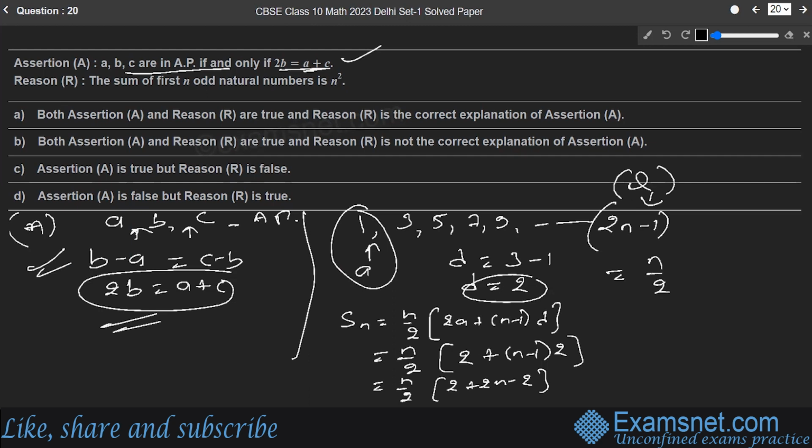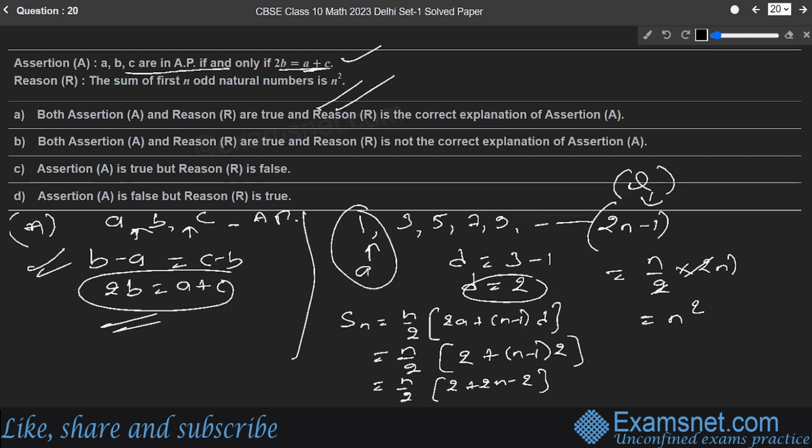That is nothing but n by 2 into 2n. So 2 gets cancelled. It comes out to be n square. So we can easily say that the final sum is coming out to be n square. So reason is also true. Both assertion and reason are true.